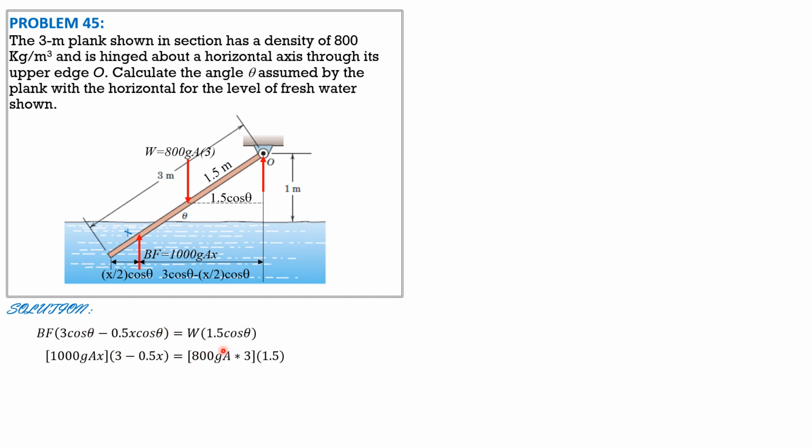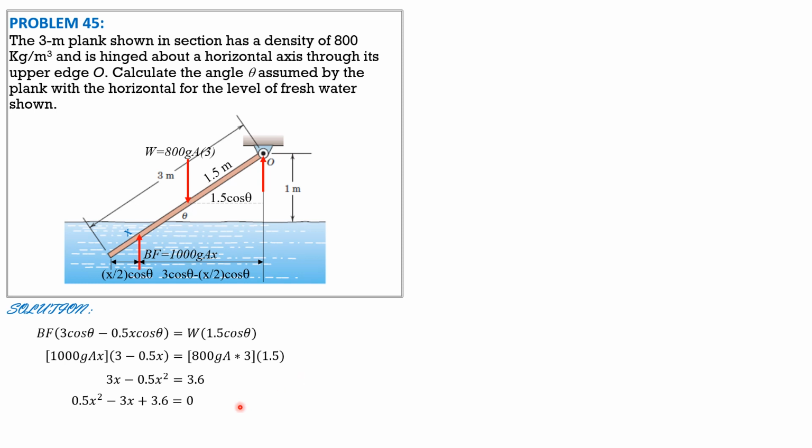Cancel out g and A also and divide everything by 1000, so that what remains here would be x times 3 minus 0.5x, or 3x minus 0.5x squared. Then 0.8 times 3 is 2.4, times 1.5 is 3.6 on the right side. So 3x minus 0.5x squared equals 3.6. Rearranging, 0.5x squared minus 3x plus 3.6 equals 0.